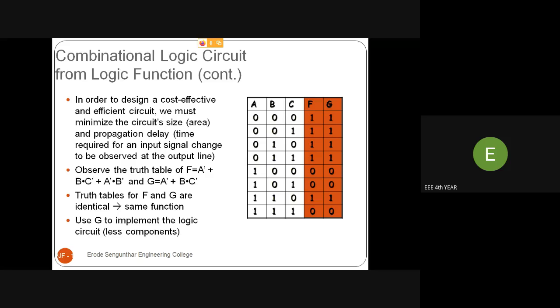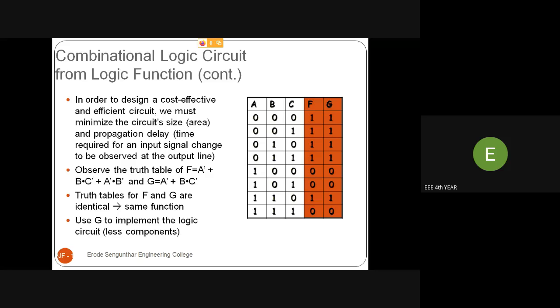In order to design a cost effective and efficient circuit, we need to minimize the circuit size, that is the area, and by reducing the logic gates we can also reduce the propagation time delay. Propagation time delay is the time required for an input signal change to be observed at the output line, that is, the time interval between the application of the input signal and the production of the output signal.